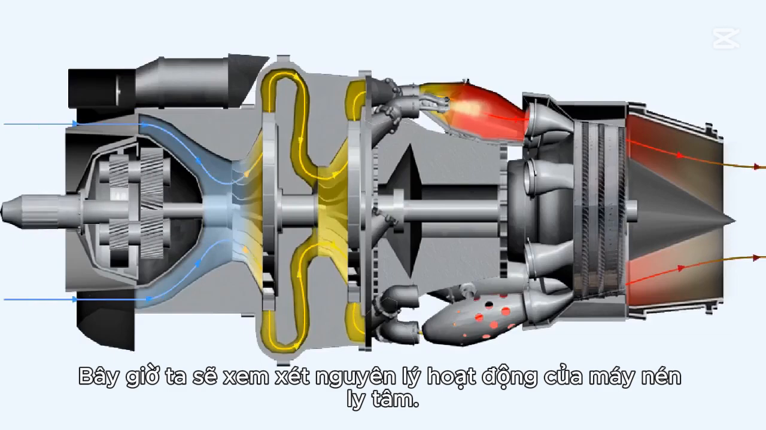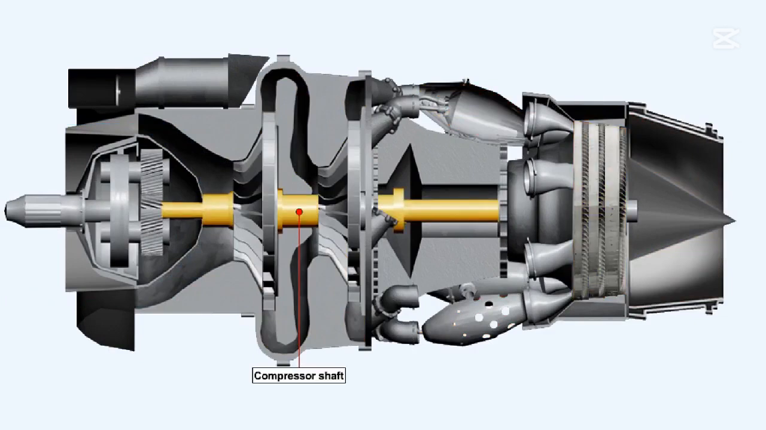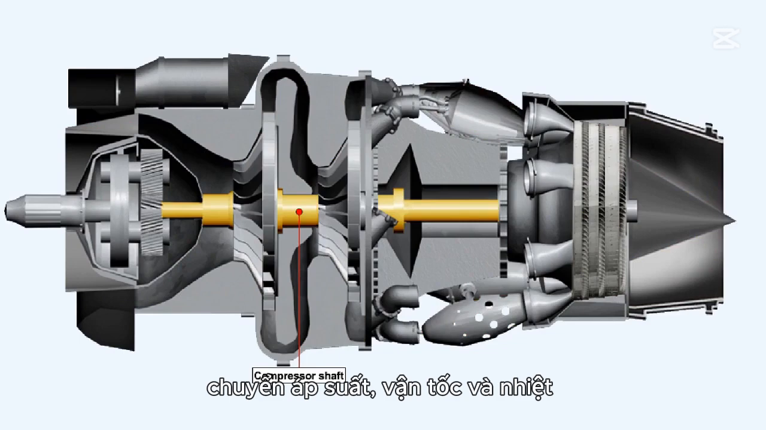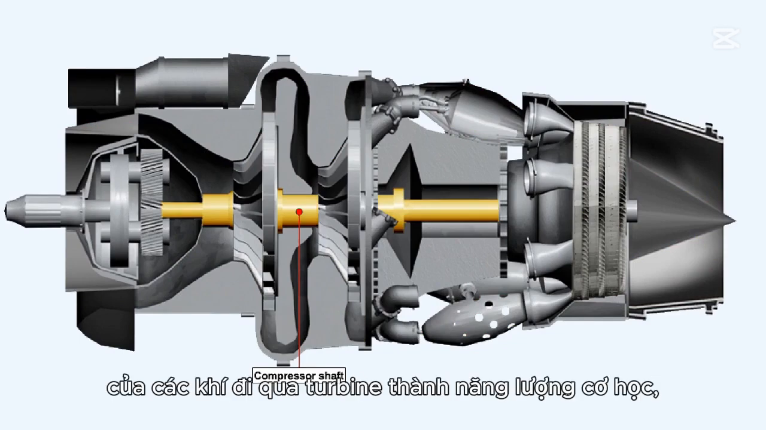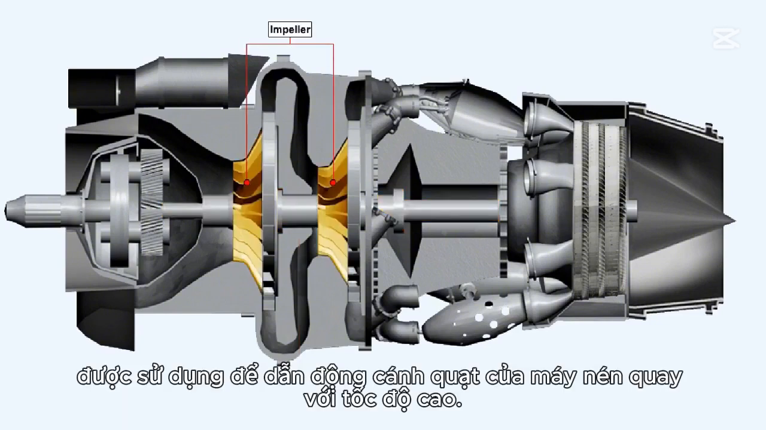We'll now examine the principles of the centrifugal compressor. The turbine assembly, attached to the compressor by a shaft, converts the pressure, velocity, and heat of the gases passing through the turbine into mechanical energy, which is used to drive the impeller of the compressor round at high speed.